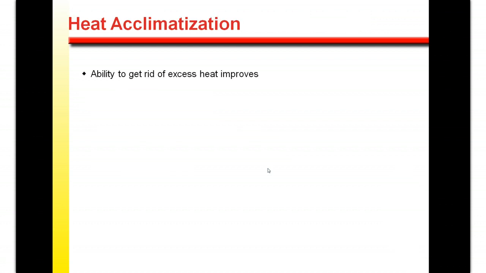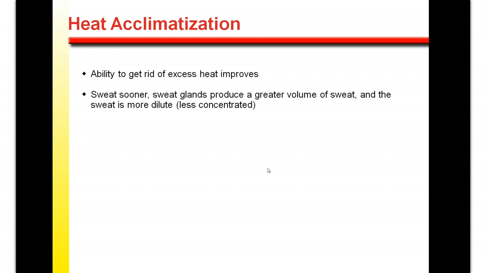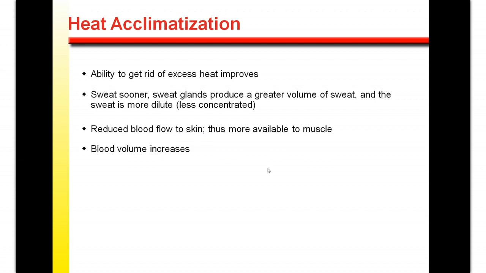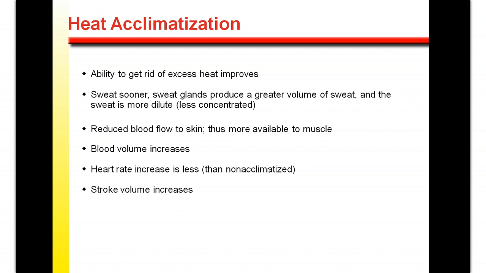Okay, heat acclimatization is when the ability of your body to get rid of the heat improves. You sweat sooner, you sweat more. Okay, you also have less blood flow going to the skin, which means you have more of that blood and the water available to the working muscles. And actually, as you acclimatize, your blood volume goes up. Your heart rate increase is less than it would be if you were not acclimatized, and your stroke volume increases.